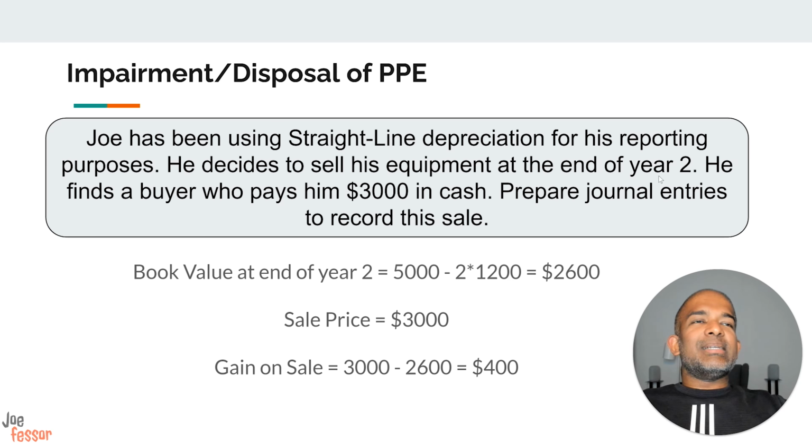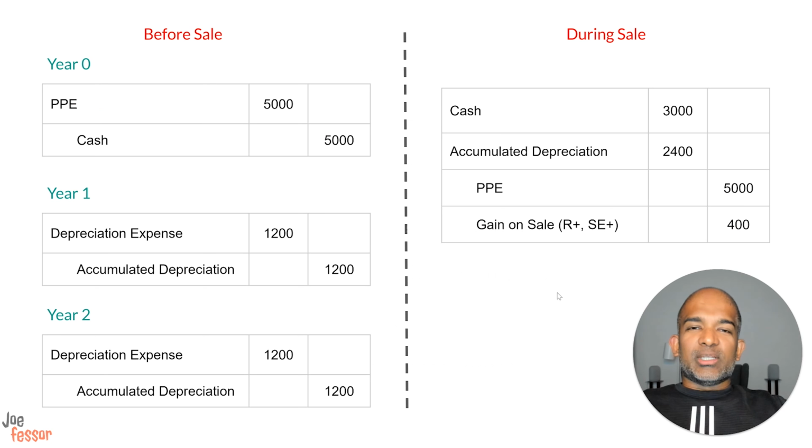So this is at the end of year 2 when he decides to sell his equipment for $3,000. The equipment was originally bought for $5,000. So he has depreciated for 2 years at $1,200 each, and the net book value at the end of year 2 is $2,600, whereas the sale price is $3,000. So on this particular sale, Joe makes a gain of $400. Let's look at how to make the journal entry for the sale.